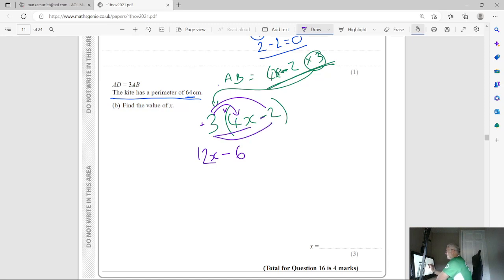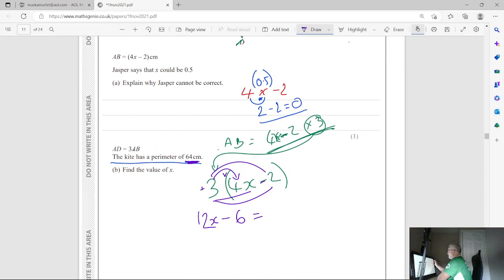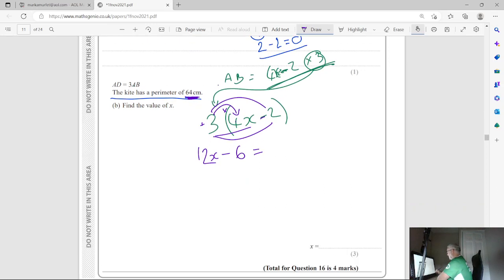12x minus 6. Remember, they're telling me that the perimeter equals 64. So we need to know what the perimeter is going to equal. So this is where we start getting, I'm just going to go down to the marks on this one. We've got 3 marks for this place. Remember, my factorization, we're probably only looking at 2 marks top, so there's got to be something else I need to do.